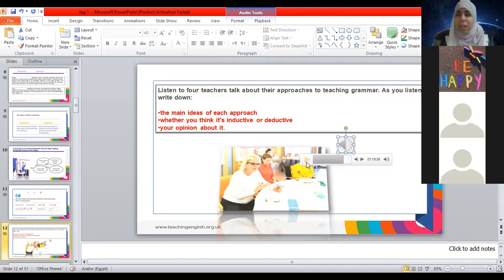This is number 3. What do you think? What is the main idea? And the same question, is it deductive or inductive? I think inductive. Yes, inductive. And what's the main idea here? Using the real objects. Reality. Yes. Okay.